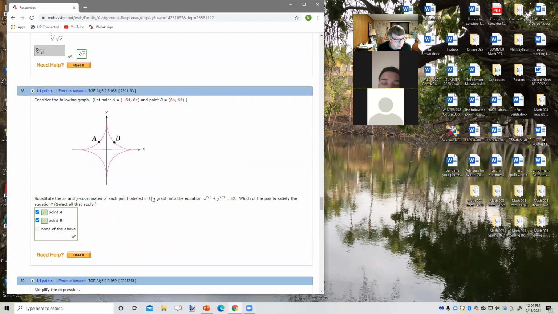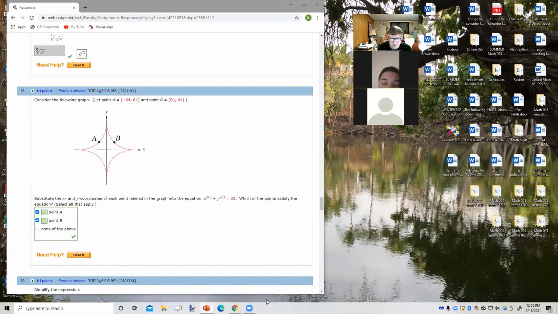Okay, then the other question involved problem 38, and it had to do with parts A and B. So let's see here. It says substitute the x and y coordinates of each point labeled in the graph into the equation. The equation is x to the 2/3 power plus y to the 2/3 power equals 32. Which of the points satisfies the equation? And we've got point A is negative 64, 64, and point B is 64, 64.